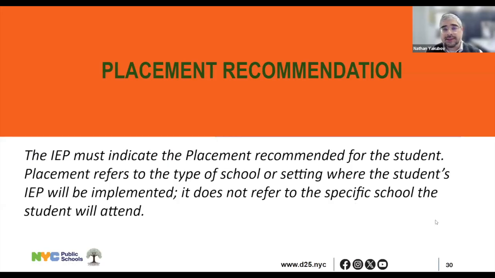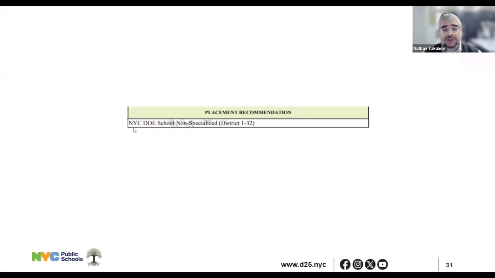Finally, the IEP needs to list the placement recommendation. The IEP must indicate the placement recommended for the student. Now, placement refers to the type of school or setting where the student's IEP will be implemented. It does not refer to the specific school the student will attend. So, for example, and we'll show you on the next page, over here you will see the placement recommendation. For example, over here it says New York City DOE school non-specialized, district 1 to 32. That means a community school district, so a community public school. Again, it doesn't list which one. You're not going to see on an IEP PS 25, for example. It's just going to say the type of setting.